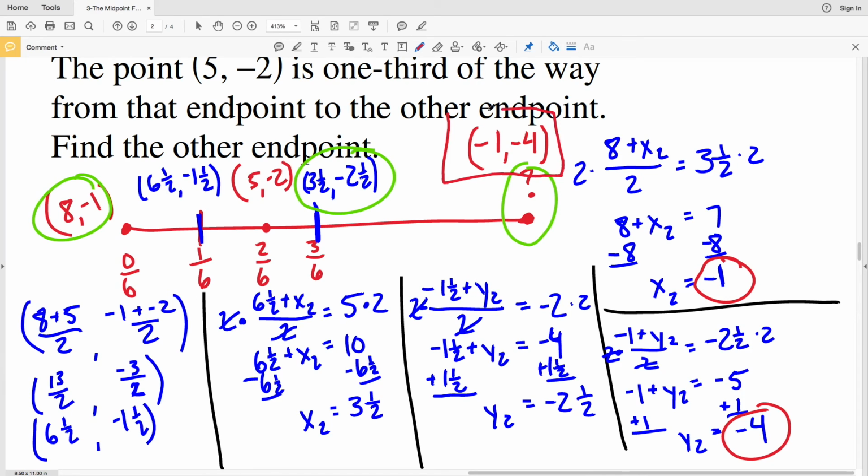And that's my solution for the last problem of this worksheet. So negative 1, negative 4 is our solution in number 28. Hopefully seeing number 28 visually and then working it out step by step, you will get an understanding of how to use and manipulate that midpoint formula.